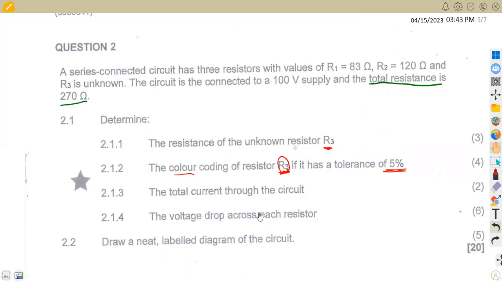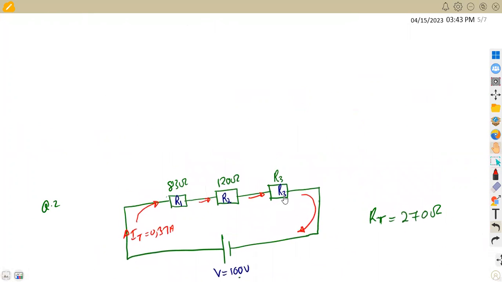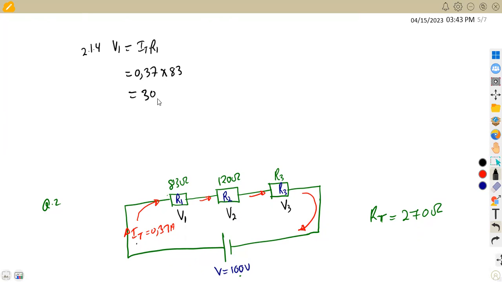So the voltage across each resistor, take note, we have each resistor here. We've got R1, we've got R2, we've got R3. And from what I was saying, in a series circuit the current is the same. So if we've got the same current, that means we are going to have the voltage drop of R1, the voltage drop under R2, the voltage drop under R3. Voltage is the product of current and resistance. So in this case, we are going to have V1 as the total current times R1 because current is the same. So that's 0.37 times R1, which is 83. So you're going to multiply 0.37 times 83, that's 30.71 volts.